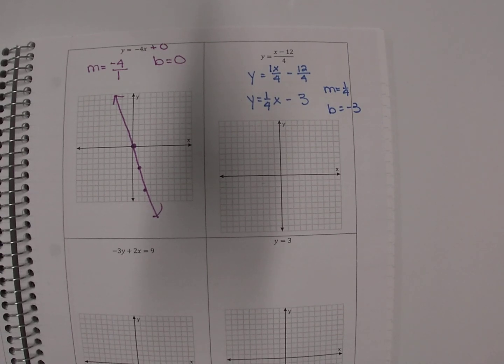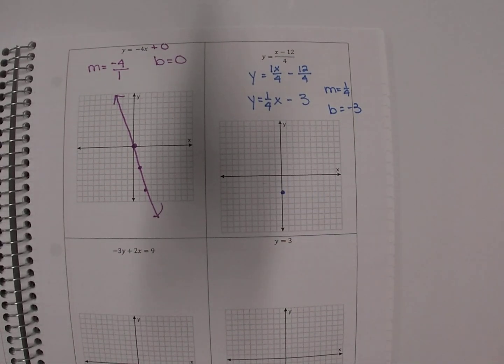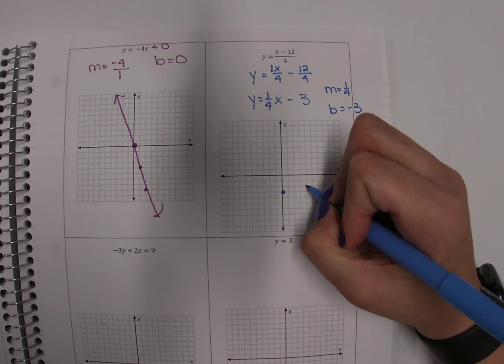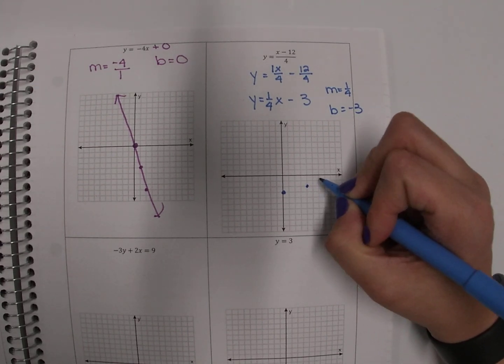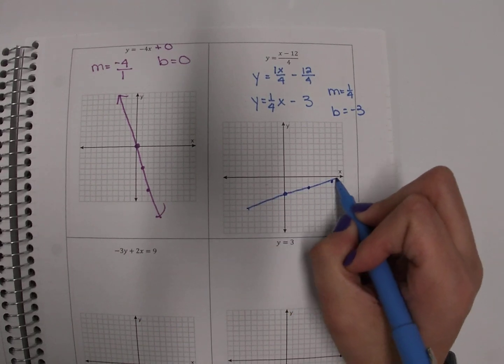So when we go to graph this, we can just go through and say we're starting at -3. Our rise is going up 1. Our run is going over 4. So up 1 over 1, 2, 3, 4. And we'll do that again. Up 1, over 1, 2, 3, 4. And there is our line.